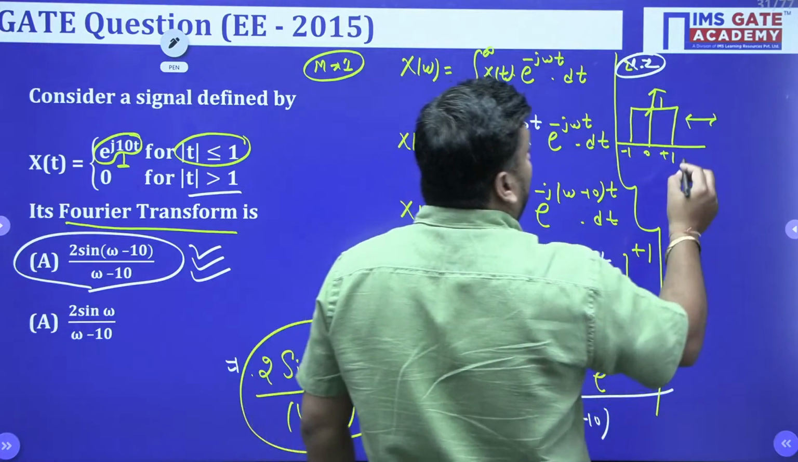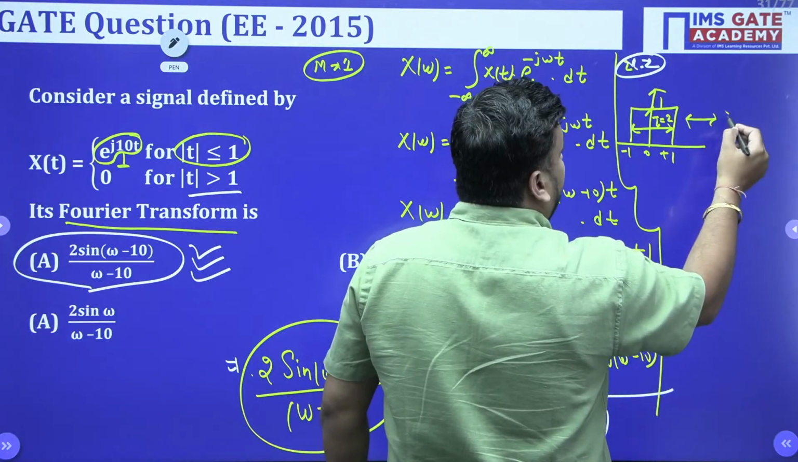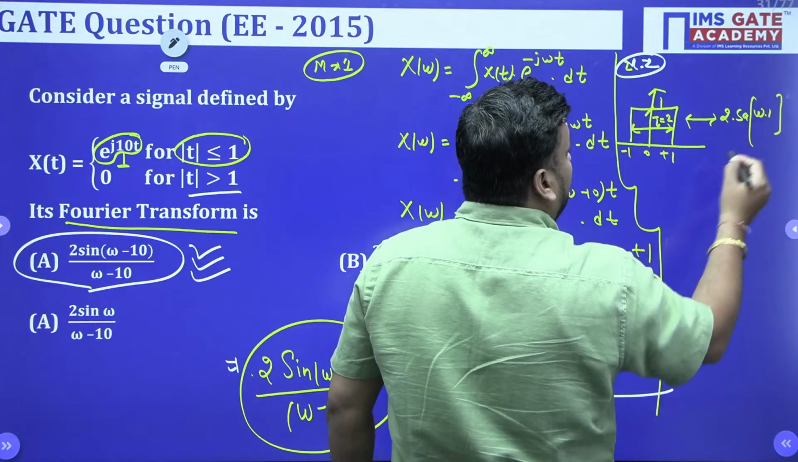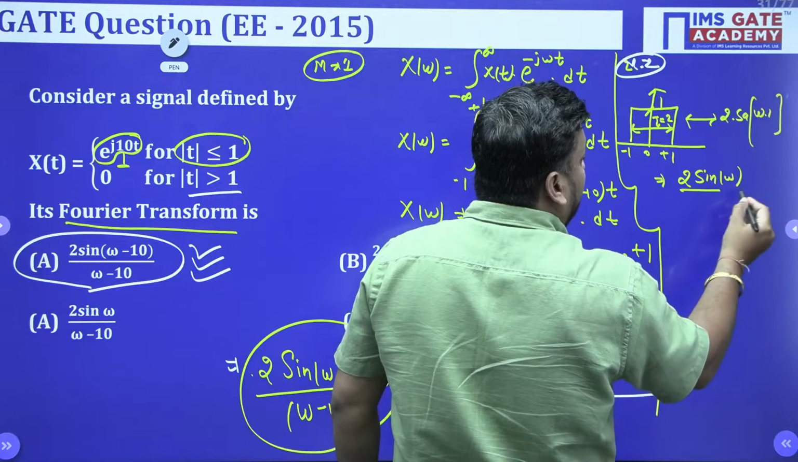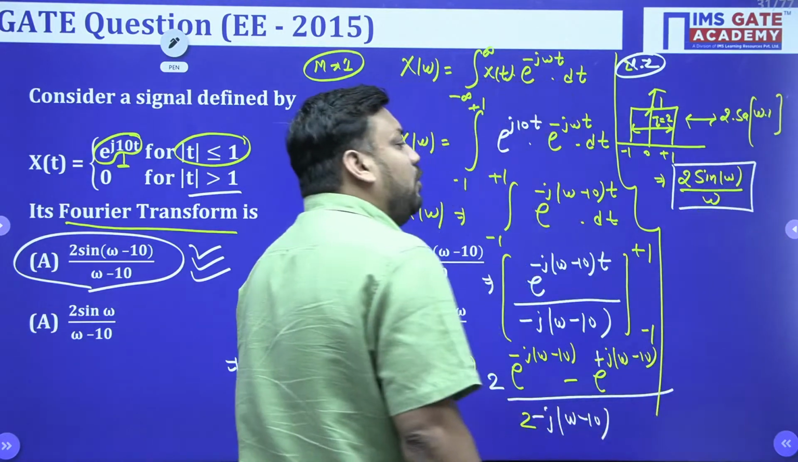A tau sampling of omega tau by tau. What is the tau value? You will say the tau value is 2. So A tau means 2 into sampling of omega tau by tau, meaning 1. So your answer is nothing but twice of sine omega upon omega. 2 sampling of omega means 2 sine omega upon omega.